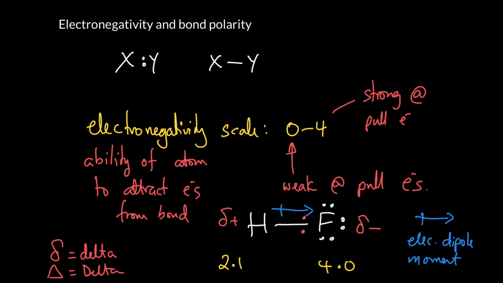Whenever we have this, we have a situation called a polar bond. So whenever one end of the bond is positive and one end is negative, we call it a polar bond because we've got these polar regions, these positive and negative regions, in the same bond.